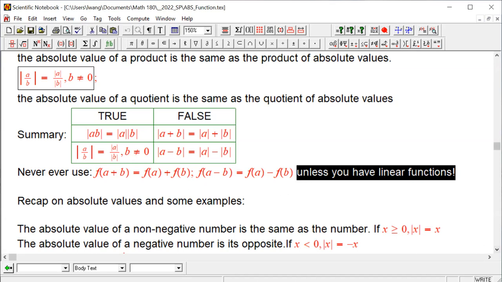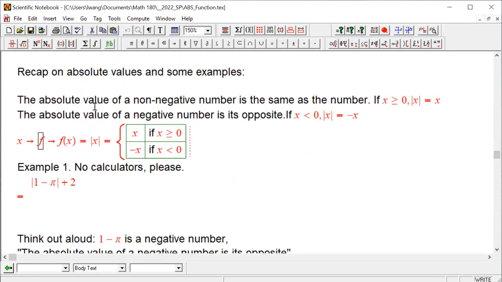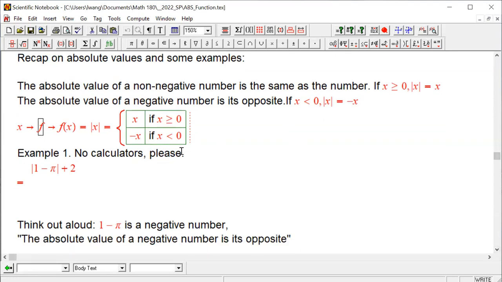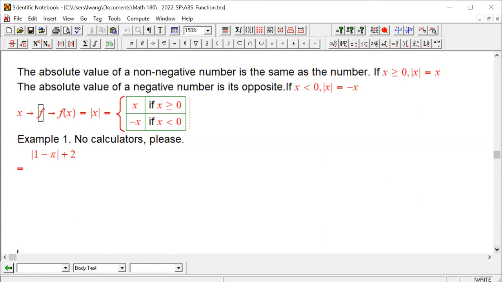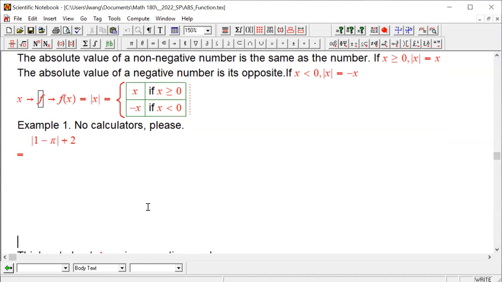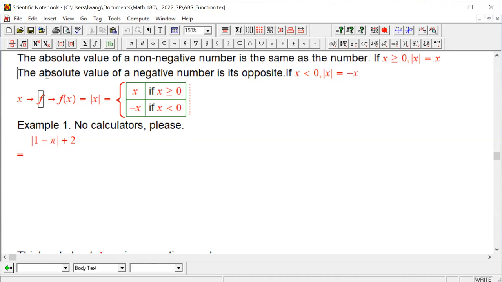Next I want to do some examples on absolute value. Here I copied and pasted what we recap from the previous video, on how we use these. You are going to need this for your calculus classes, not only Calc 1 but also Calc 2, especially these two sentences I put here. If you haven't watched the previous video about absolute value, please do. That video is called Absolute Value Functions.